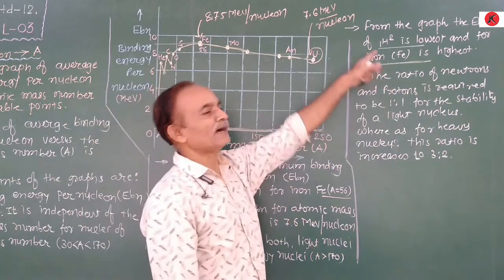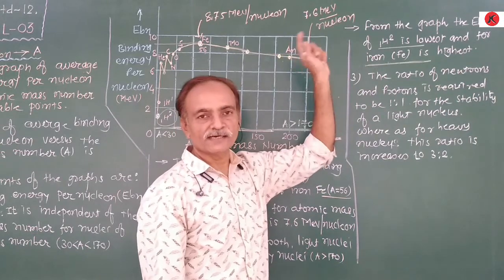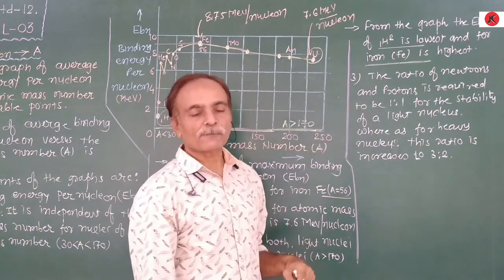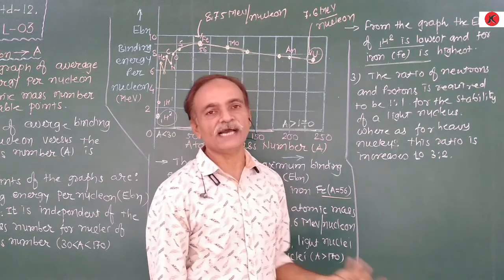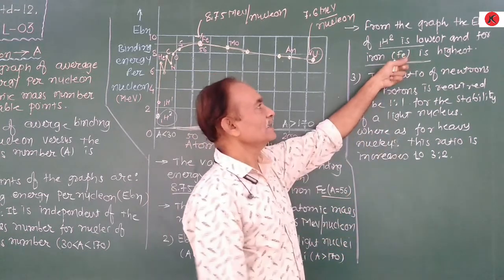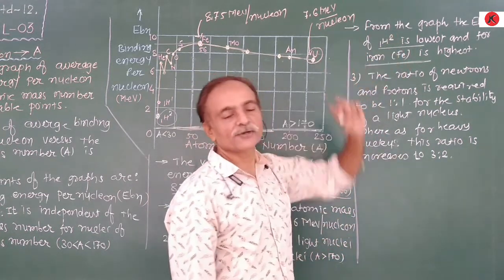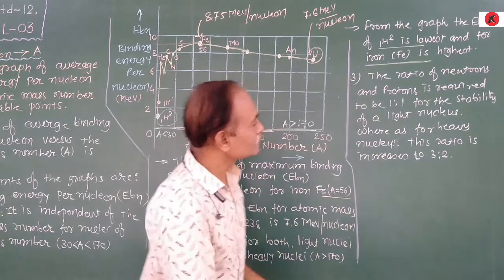So sometimes a 1 mark question is asked from here. For which of the following atoms is the binding energy per nucleon lowest or highest? For highest, Fe, iron. For lowest, deuterium, 1H2.